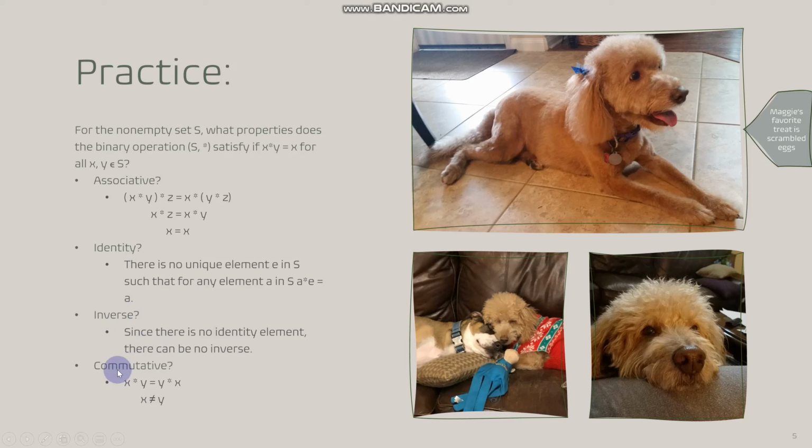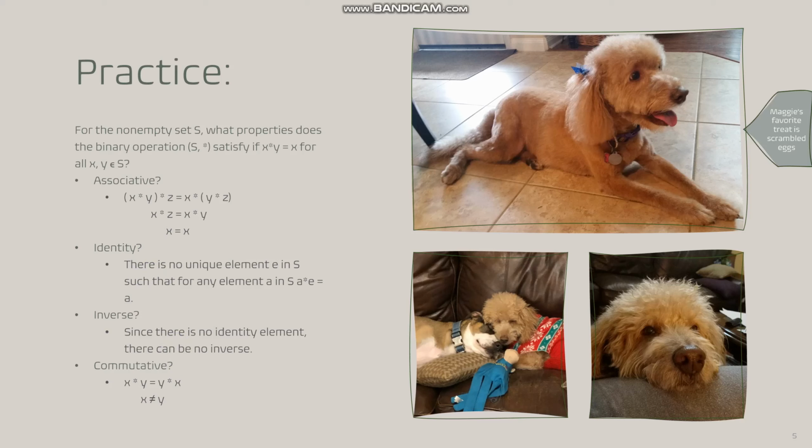And now we want to know if it is commutative. So that would mean that X star Y is equal to Y star X. And we know based on the definition that we're given that X and Y are not equal to each other. So we know it's not commutative. So here we've just used different proofs to prove that it is associative, it does not have an identity element, it does not have an inverse, and it is not commutative.